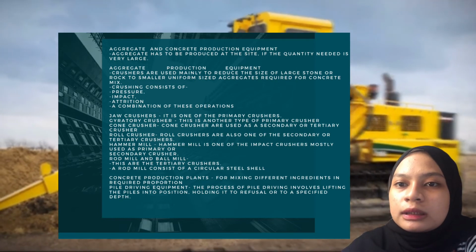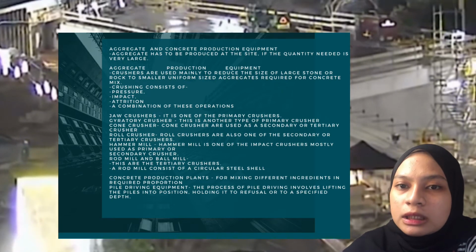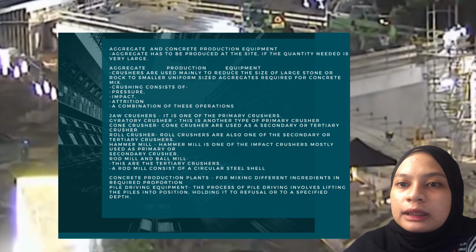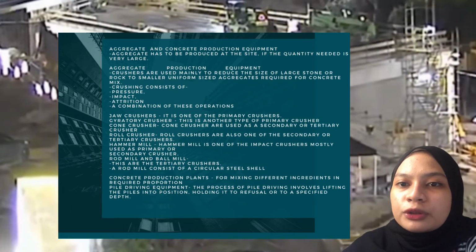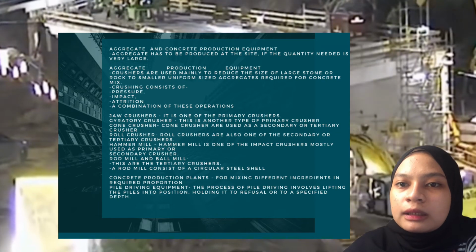Gyratory crusher is another type of primary crusher. Cone crushers are used as secondary or tertiary crushers. Roll crusher is also one of the secondary or tertiary crushers. Hammer mill is one of the impact crushers, mostly used as a primary or secondary crusher. Rod mill and ball mill are tertiary crushers.